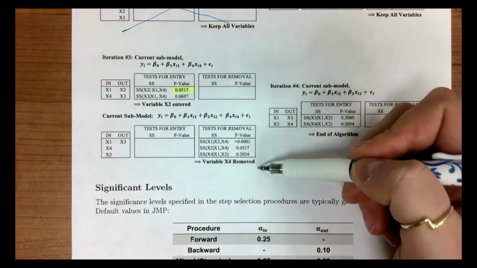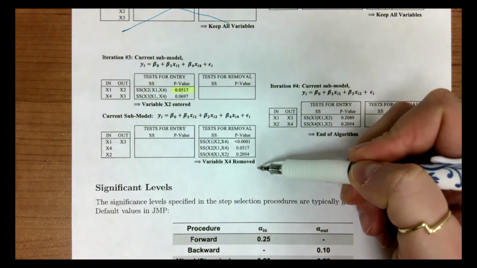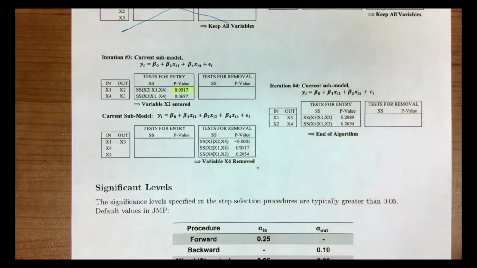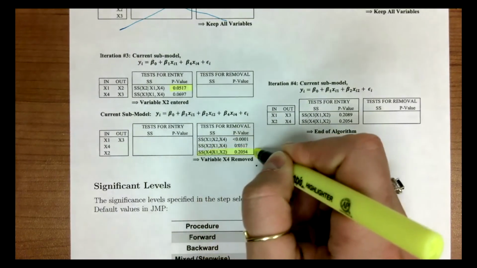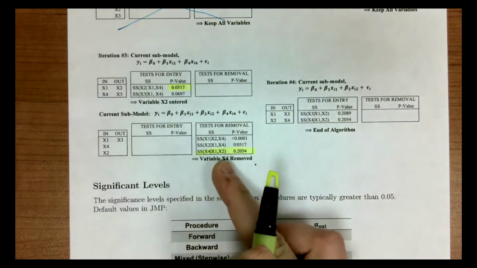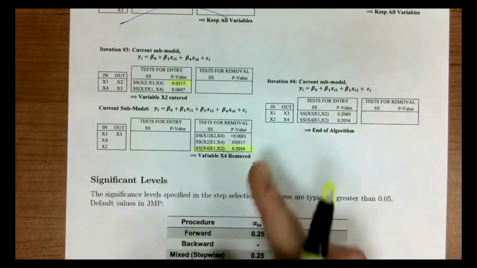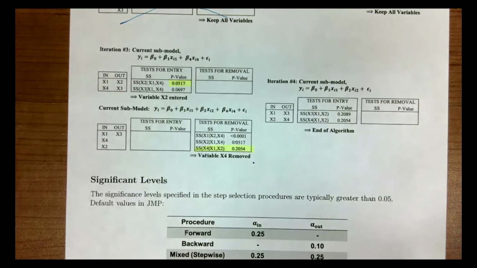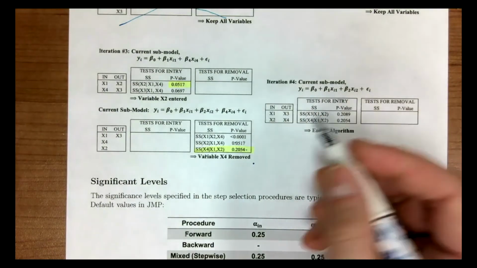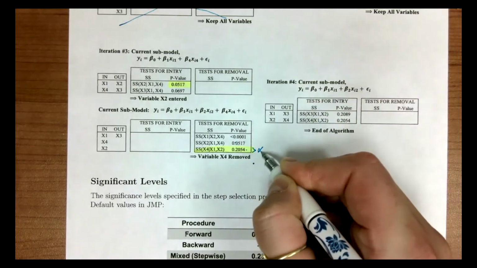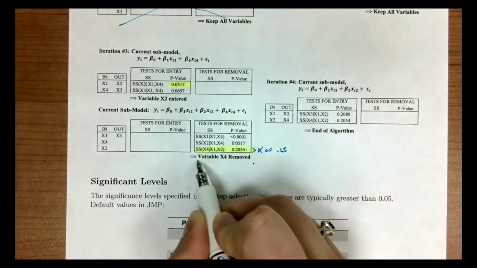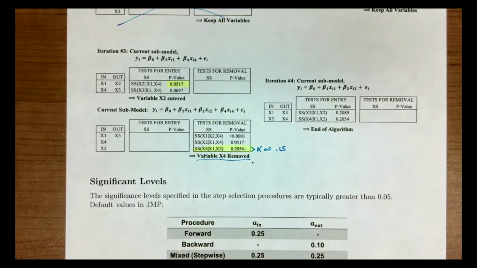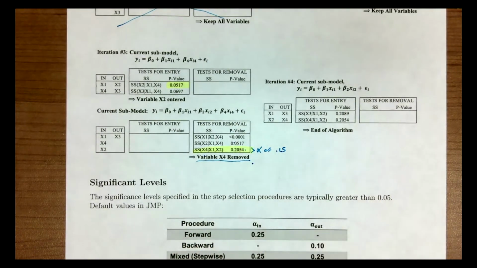And when we run our analysis for each variable given the other, you guys are going to notice that our p-value of x4 given x1 and 2 is large. Between these three, this is the larger one, and this is greater than our alpha of 0.15. So we're now going to remove this x4. Okay.